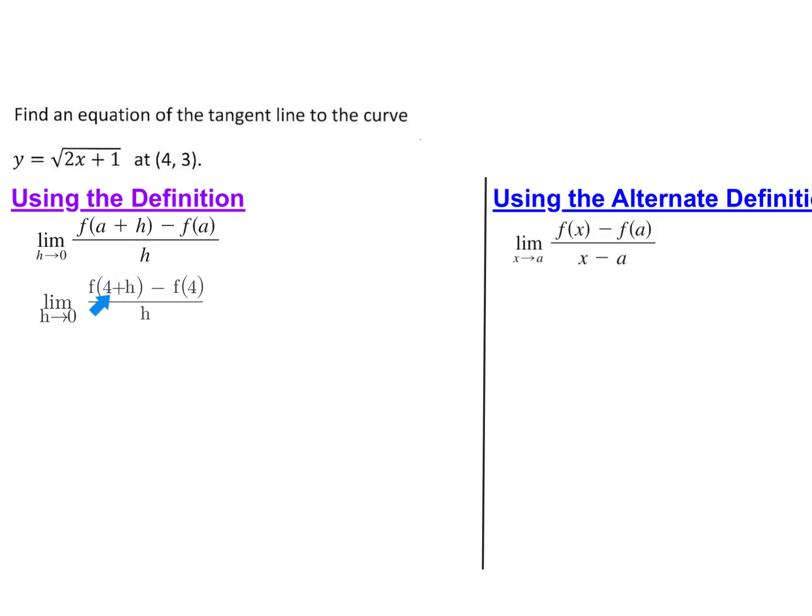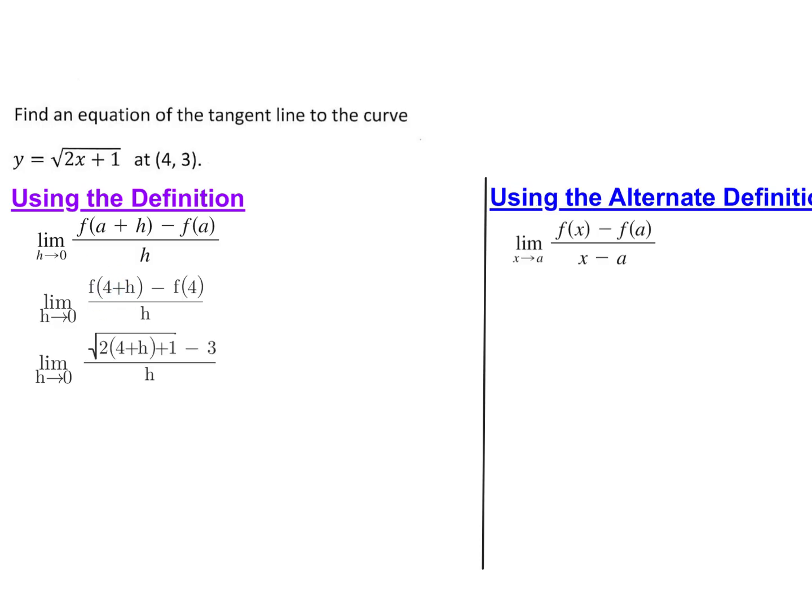And then I'm going to take this 4 plus h and put it into my equation for x. This is my input value. So plugging that all in, I get the square root of 2 times the quantity 4 plus h, plus 1, minus 3, because f of 4 is 3. Now here we have one of those situations that we talked about in 2.3, where when I plug 0 in, this gives me 4 plus 0, which is 4. 4 times 2 is 8.